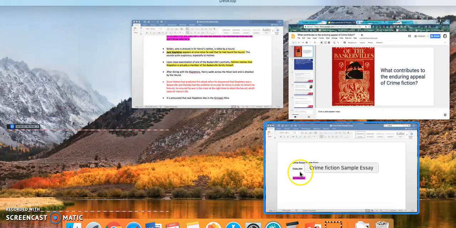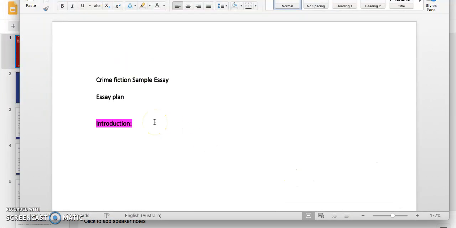So I've got a bit of an essay plan here, and we've already discussed what some of the conventions of classical crime fiction are in terms of the nature of a detective, the setting, also the use of clues and red herrings by the writer. I think that we also talked about the suspects and also how the crime is finally solved, so that resolution or breakthrough.